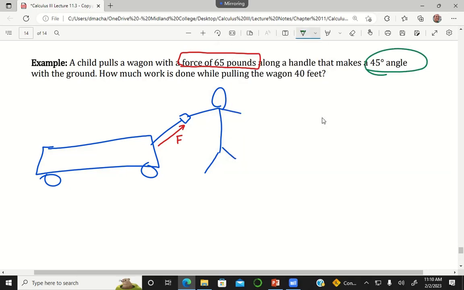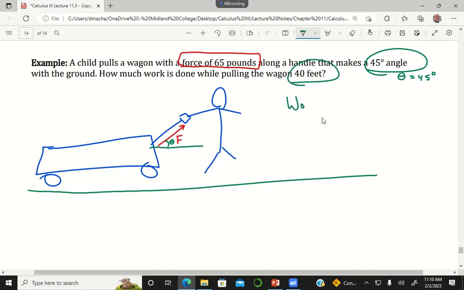So this angle with the ground, this is the horizontal surface. So this angle right here is 45 degrees. And the question is, how much work is done while pulling the wagon 40 feet? So work is just force times distance. Right, that's just a formula from physics.